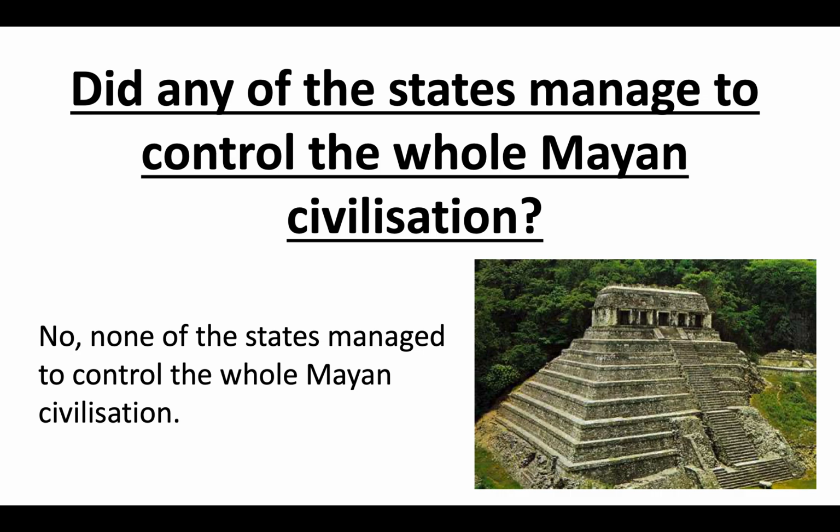Okay, well, it says, did any of the states manage to control the whole Mayan civilization? No, none of the states managed to control the whole Mayan civilization. I feel like each city-state was responsible for its own piece of land, and that's it. Nobody tried to reign over the other ones. I mean, there would be fights between them, but they were never successful.